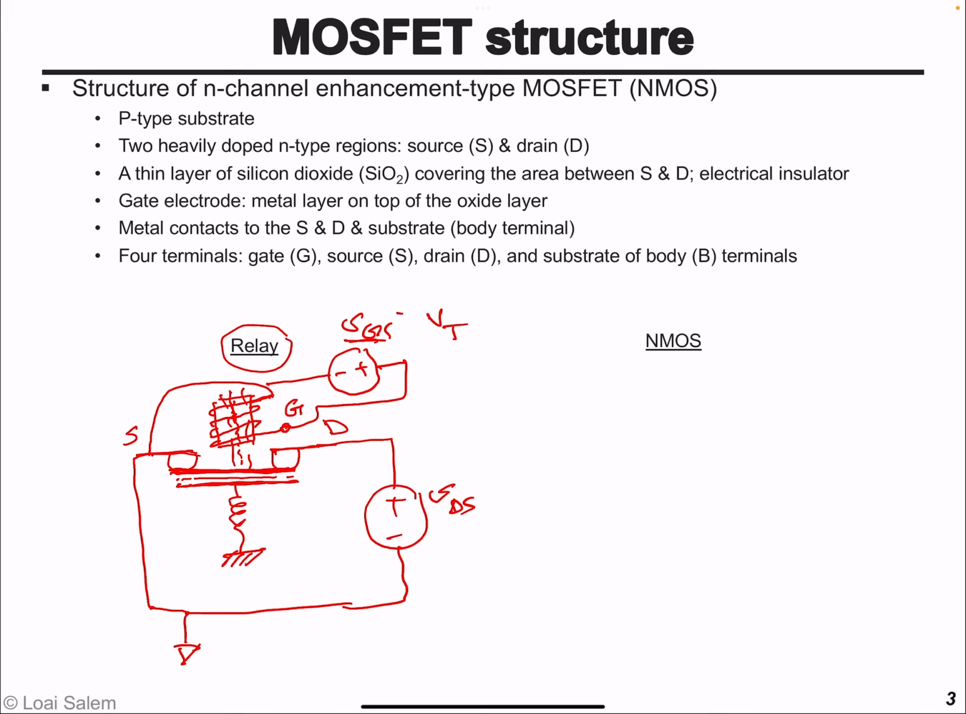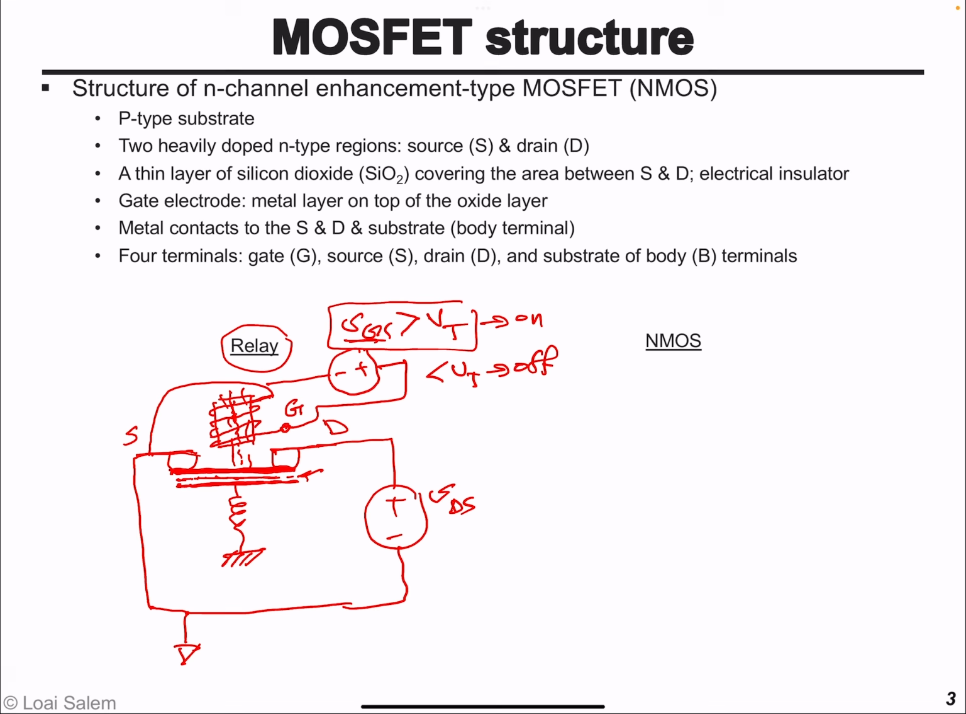So when the gate to source voltage is larger than the threshold voltage, we make sure that the filament is essentially shorting the source and drain. Otherwise, the filament will be farther away from the drain and source, and essentially the switch will be off. So when the gate to source voltage is larger than the threshold, the switch is on. When it's less than the threshold voltage, the switch is off, or the magnetic field is not strong enough to pull the filament towards the source and drain to short them together.